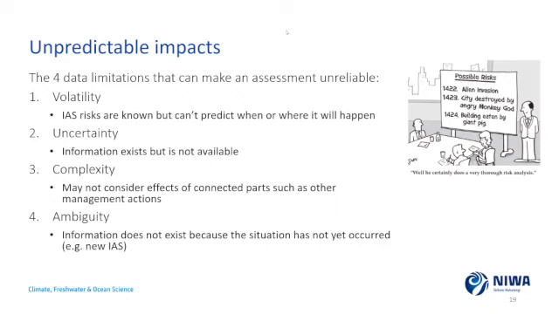The third type of limitation is complexity, and that comes down to the fact that we're only considering a small part of a very interconnected system. So biofouling policy is just a small part of overall marine management, and there are implications from other policies on the risk of incursion. And the fourth type of limitation with information is ambiguity, and that's where information doesn't exist because the situation hasn't occurred yet. It might be a completely new pest to the region, or there might be an industry in your area that isn't in other areas affected by that pest.